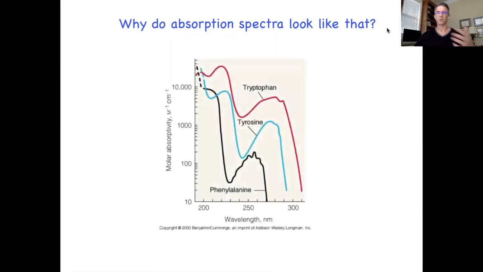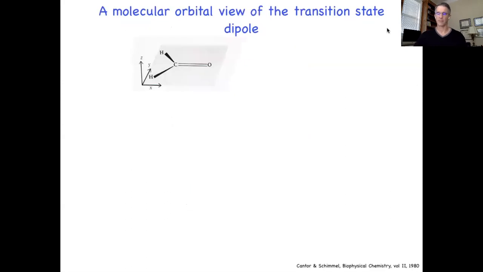For example, molecules like the aromatic side chains of tryptophan, tyrosine, and phenylalanine, as I've pointed out, are so incredibly useful for quantitating the amount of protein you have in a protein sample, right? So to make this a little less abstract, let's take a look at an example, right?